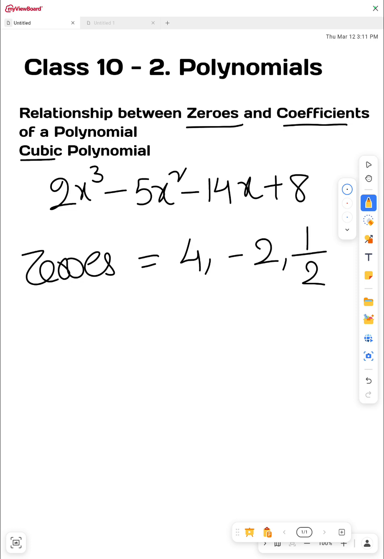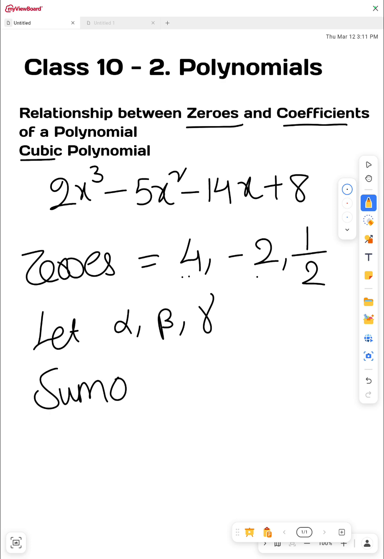These are the zeros. Now let alpha, beta, gamma be the zeros of a cubic polynomial. Let alpha, beta, gamma, these three are the zeros, which were already given. Now we need to find the relationship. To find the relationship, first we will write in the form. First we will add the sum of zeros.